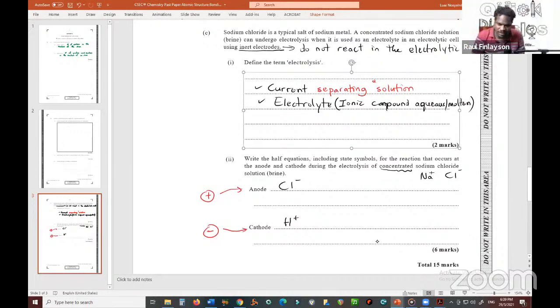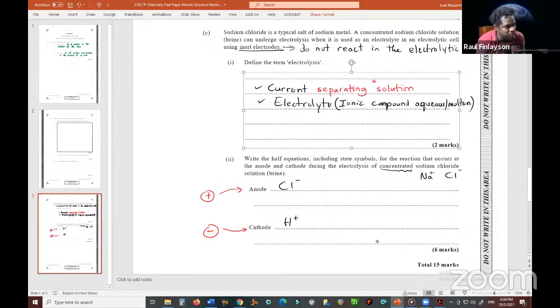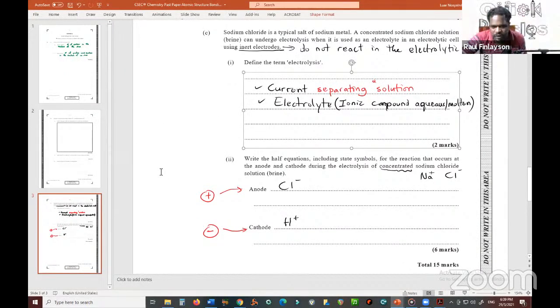6 marks right now, guys. So if CXC is giving us 6 marks in chemistry for anything, it's a serious thing. All right, so I know the chloride ions will go there. Did they say it's concentrated? Yeah, so concentrated means the same thing will happen. All right, let's pause this a bit.